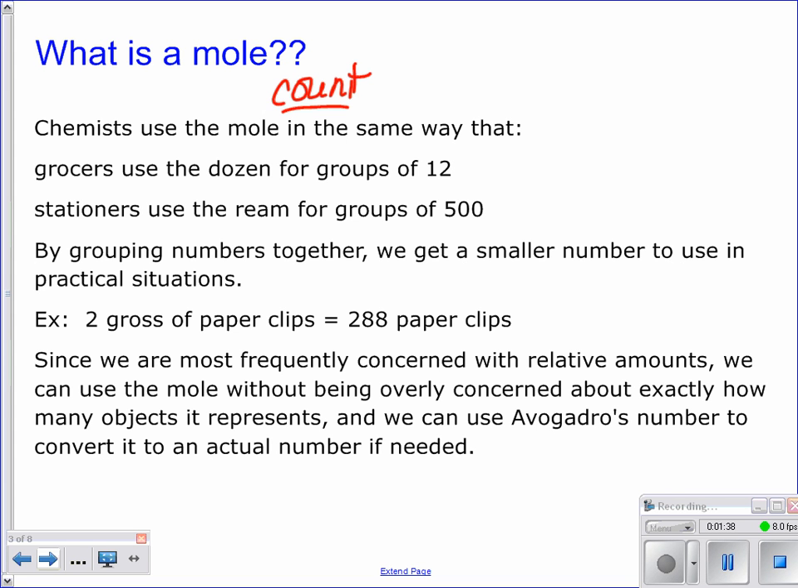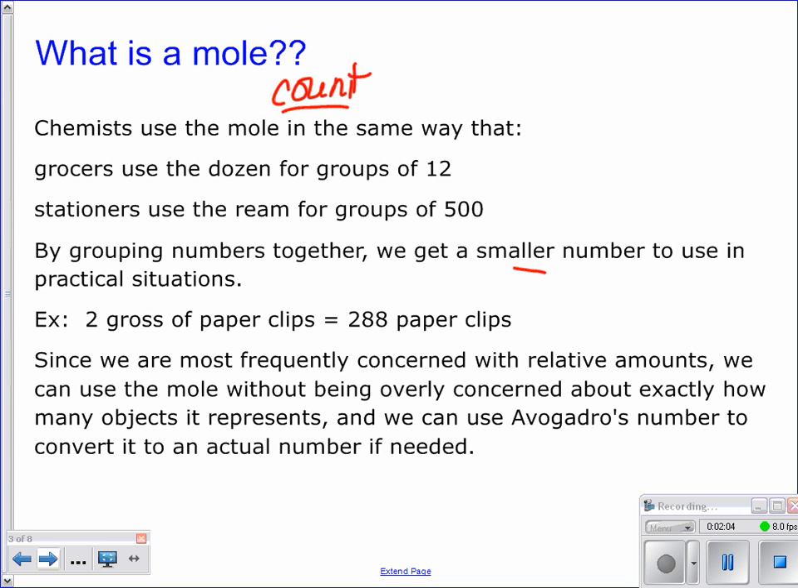And this makes a lot of sense to us because we're going to be working with atoms and molecules, things that are really, really tiny. When we go back to lab, we're not going to be counting those individual particles. We want to work with big groups of those particles. So we work with something known as a mole, and I'll talk about that number next time. But by grouping these numbers together, we get a smaller number to use in practical situations.